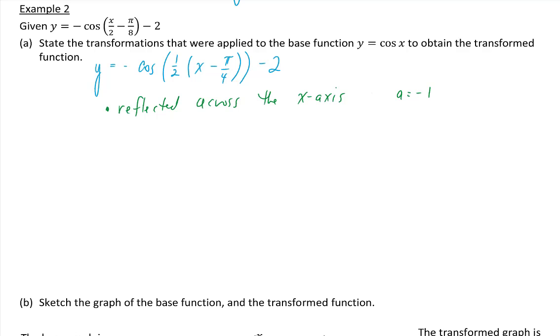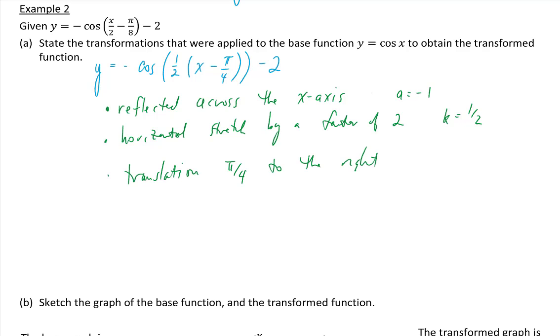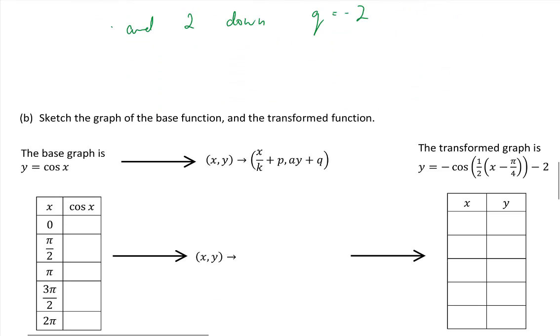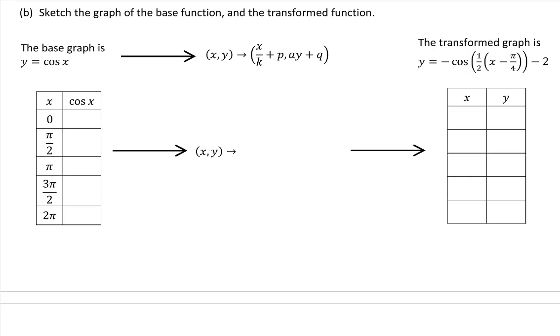Next is a horizontal stretch by a factor of 2. And then we have a translation pi over 4 units to the right and 2 units down. I'm missing an arrow here. Our formula to convert each of the points is 2x plus pi over 4, and then negative y minus 2.